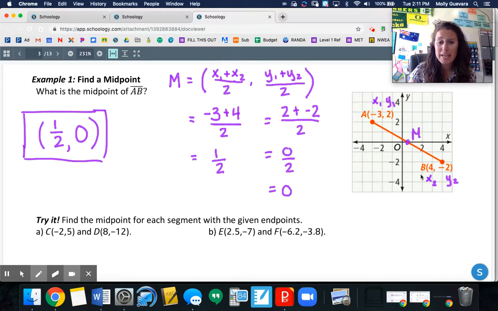So you have 2 try-its here. I want you to go ahead and try finding the midpoint for both A and B, using the midpoint formula. Go ahead and hit pause here, and if you need a little jump start, go ahead and hit play. But once you've done A and B, go ahead and hit play on the video to check your work.